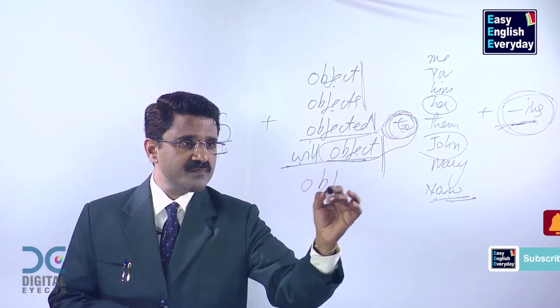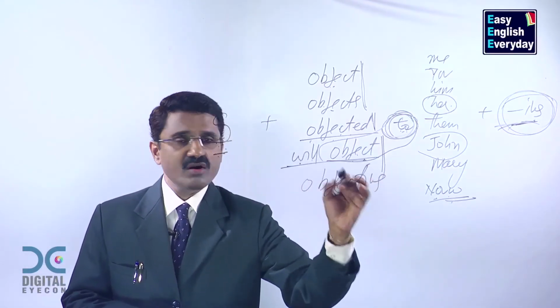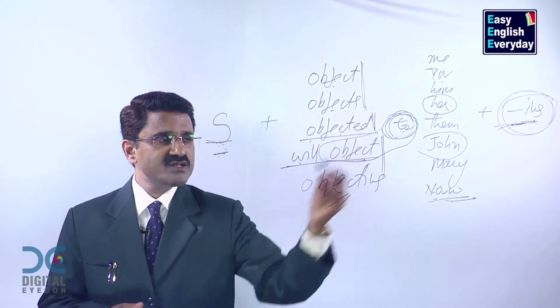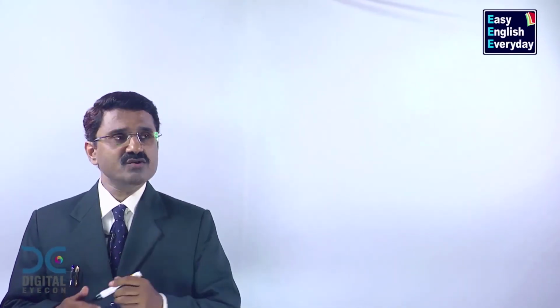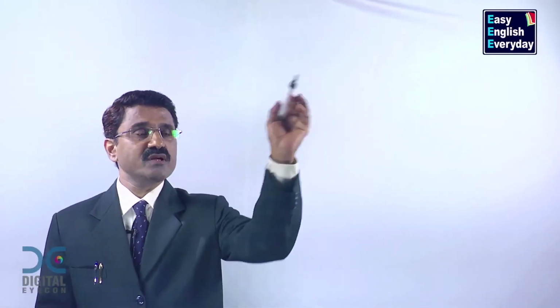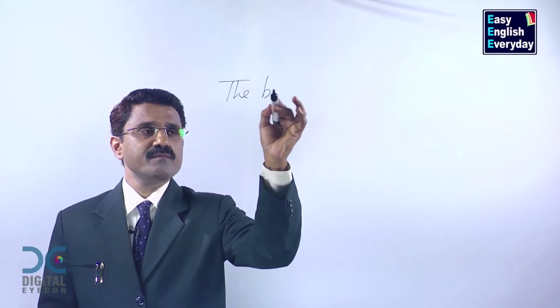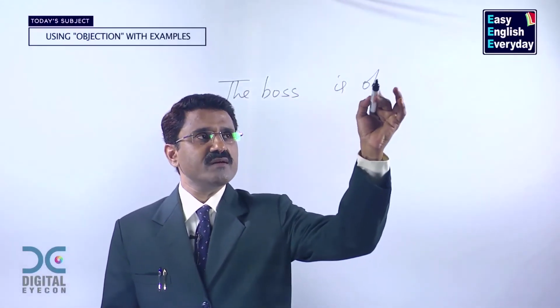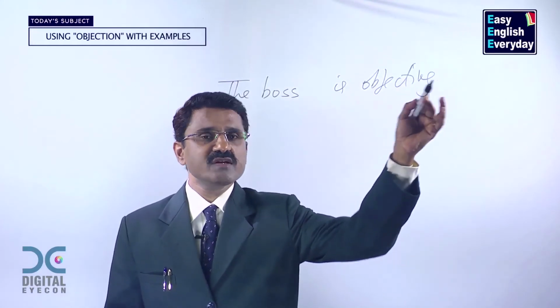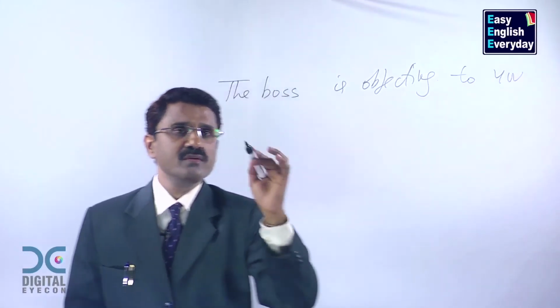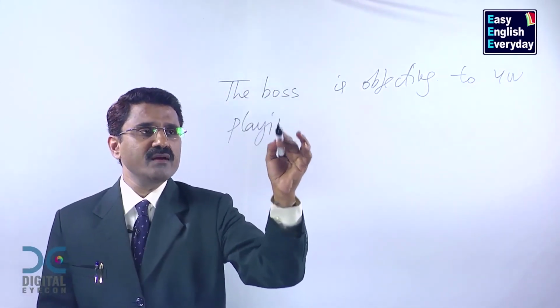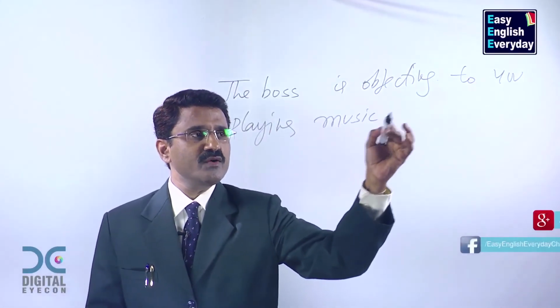You can also use in ing form also. How to use ing form? I shall tell you with some more examples now. Suppose you are playing some music in the office. The boss is not happy with that. Now I am carrying the message from the boss to you. Then I'll say, the boss is objecting, because it is going on right now, so therefore we are using it in ing form. The boss is objecting to you playing music in the office.